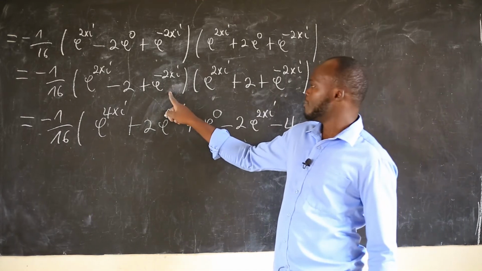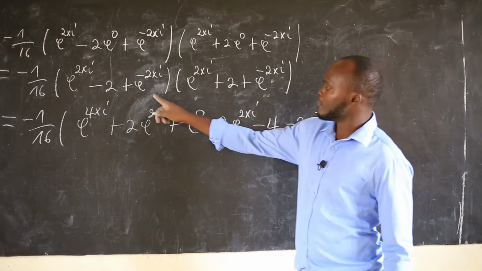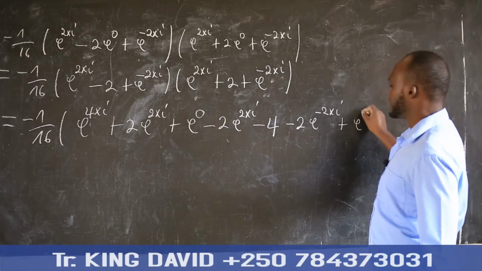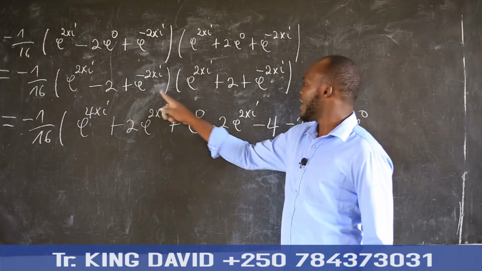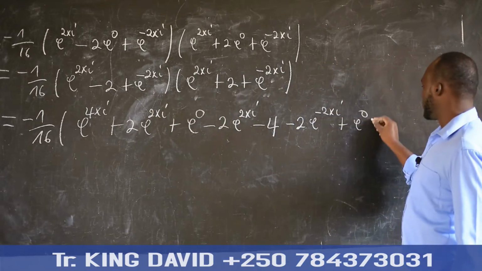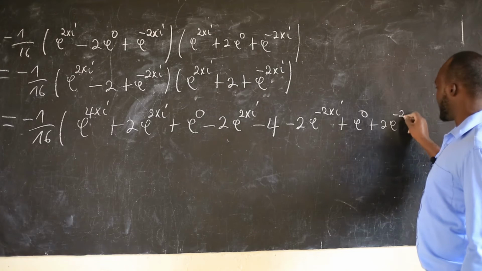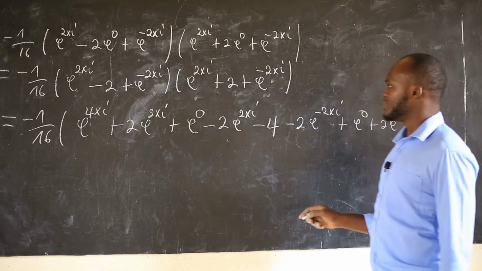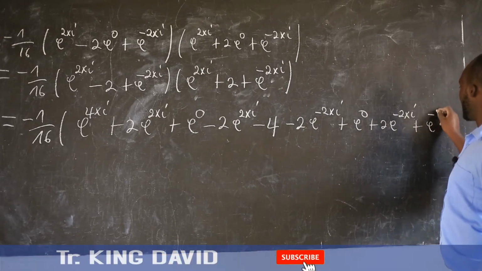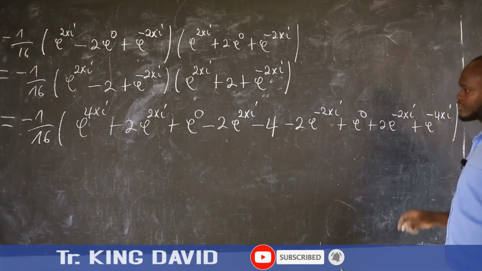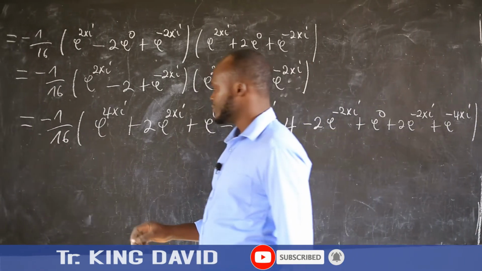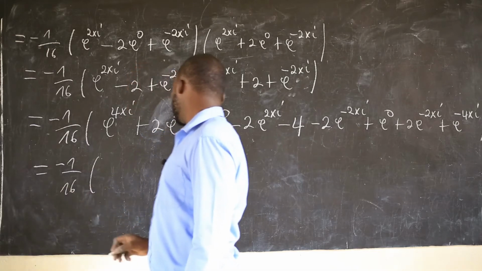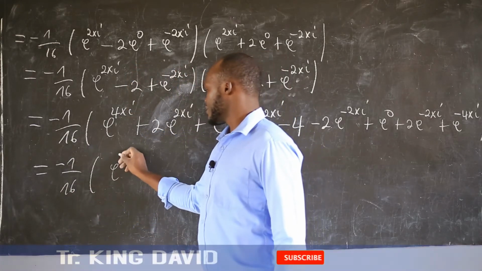Then you go to e power negative 2xi. e power negative 2xi times e power 2xi, that is e power 0. e power negative 2xi times 2, that is positive 2 e power negative 2xi. Then e power negative 2xi times e power negative 2xi, that is e power negative 4xi. So the answer is minus 1 over 16 into bracket, I have e power 4xi.